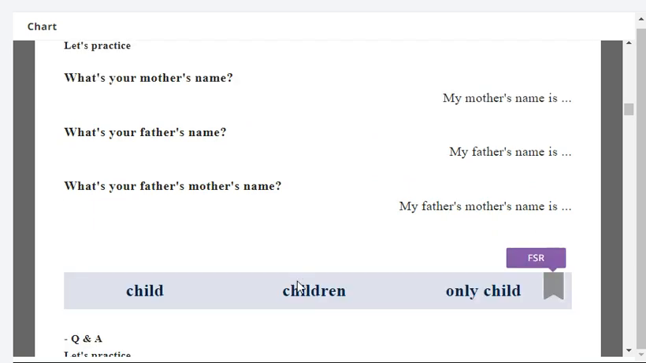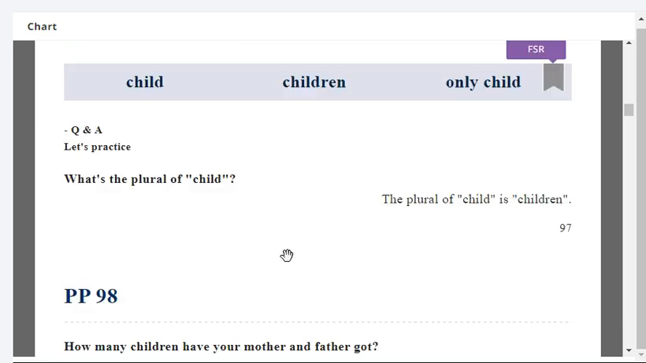My mother's name is Tomoko. What's your father's name? My father's name is Kazuya. Very good. What's your father's mother's name? My father's mother's name is Ryoko. Your grandmother. Very good. Okay, next.